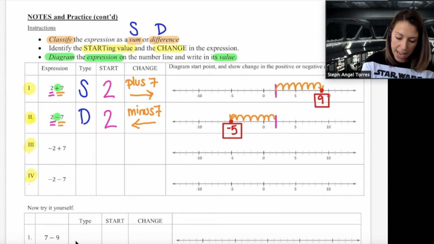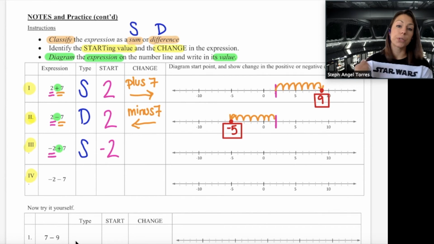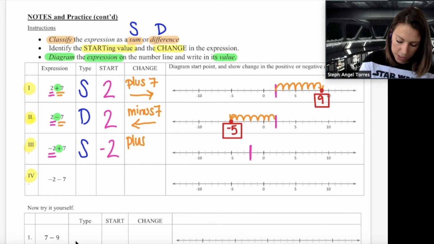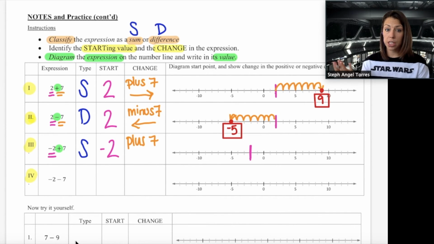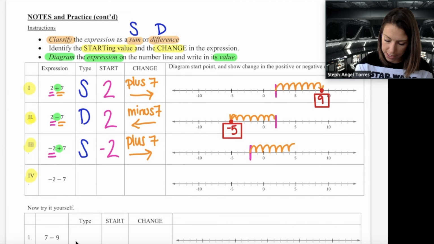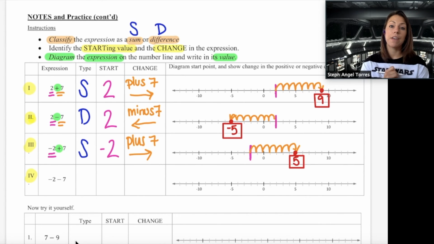Roman numeral 3, negative 2 plus 7 means this is a sum. S for sum because I said the word plus. The starting value here is negative 2 this time because that's the first integer that I see in the expression. So we're going to start over here at negative 2 on the left side of 0. The change is plus 7, just like Roman numeral 1, so we know the change is going to be the same. If it's plus 7, I'm heading to the right 7. It doesn't matter where I start. So to the right 7. 1, 2, 3, 4, 5, 6, 7. And this time, I ended up at positive 5. So the value of this expression is positive 5.